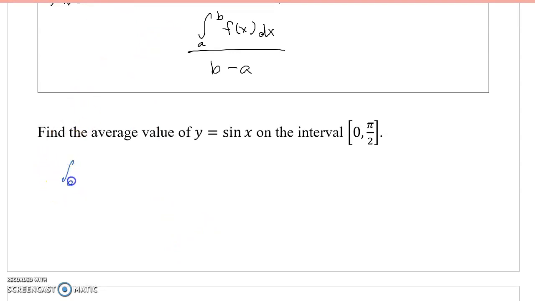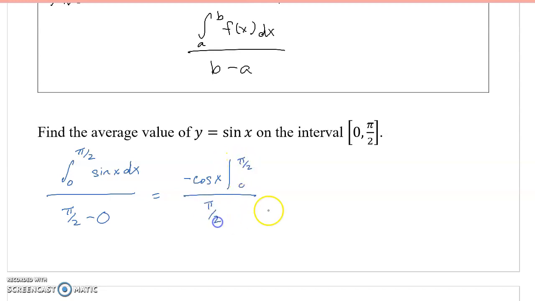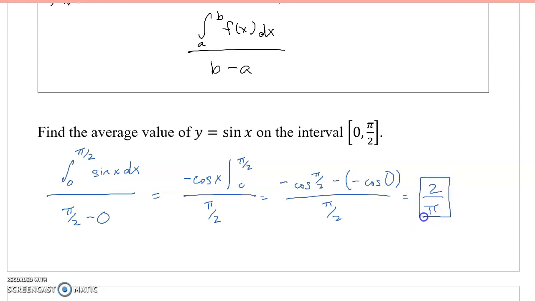The average value is going to be the integral from 0 to pi over 2 of sine of x dx divided by pi over 2 minus 0. The antiderivative of sine is not cosine, right? Because cosine differentiates to negative sine, so make sure you put a negative there. And then we evaluate that at pi over 2 and at 0. So that's negative cosine of pi over 2 minus negative cosine of 0. Well, that's 0 minus a negative 1, or 1, divided by pi over 2, so multiplying by 2 over pi. So the average value of the function is 2 over pi. Kind of a fun answer.